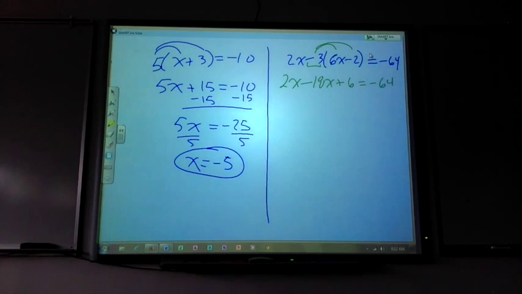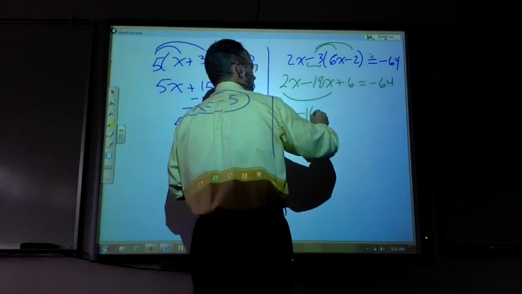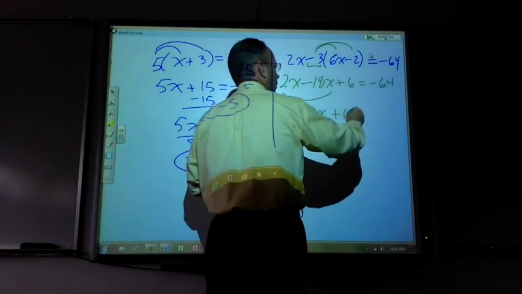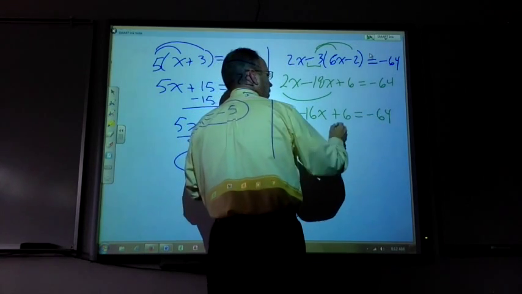Now let me just pause there. Realize it's a negative 18 because I'm going negative 3 times positive 6x. It's a positive 6 because I have a negative 3 times a negative 2. Is that all right so far? Okay, so we're going to combine our like terms. So over here we have these as like terms. So when I say combine like terms, you are on one side or the other as far as the equal signs go. And then solve from there.